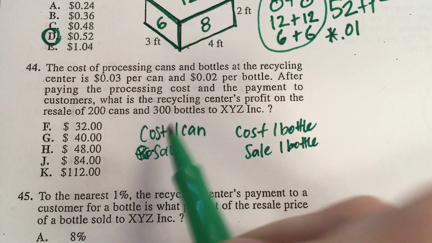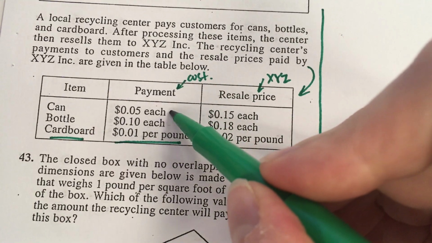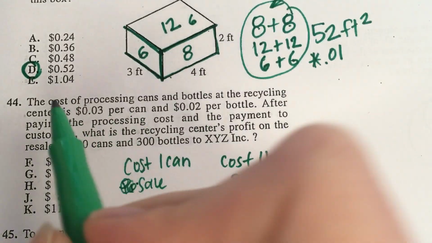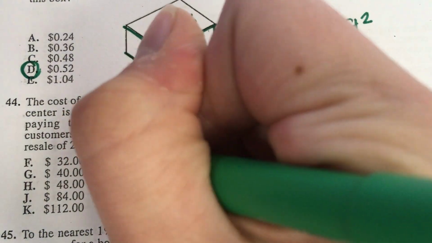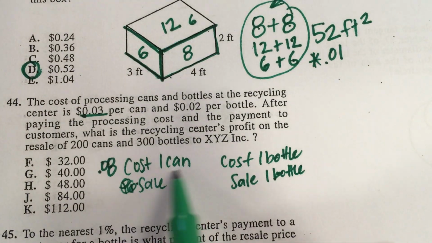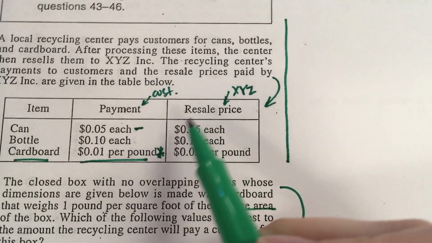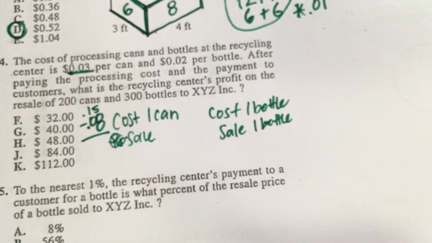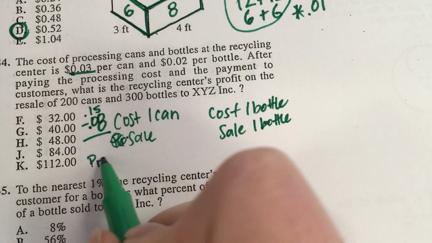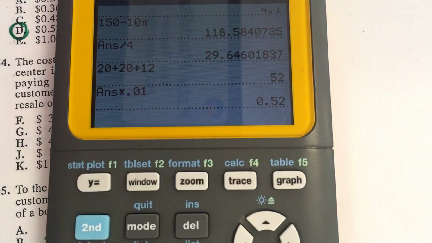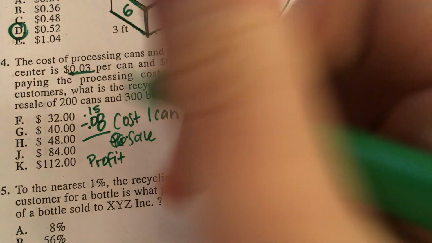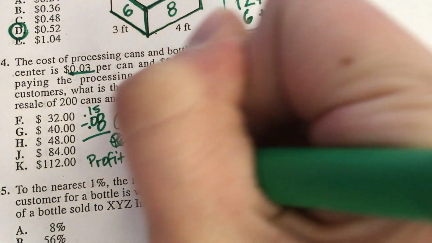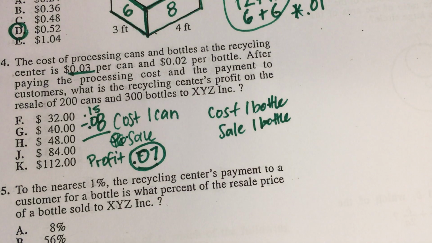Right, so the cost of a can would be 5 cents that they have to pay to the customer, plus the 3 cents for the can. So 8 cents is how much it costs them, and then they sell it for 15 cents. So if I take the 15 cents and subtract the 8 cents, the profit is 0.15 minus 0.08, and I get 7 cents. So 1 can is a profit of 7 cents.